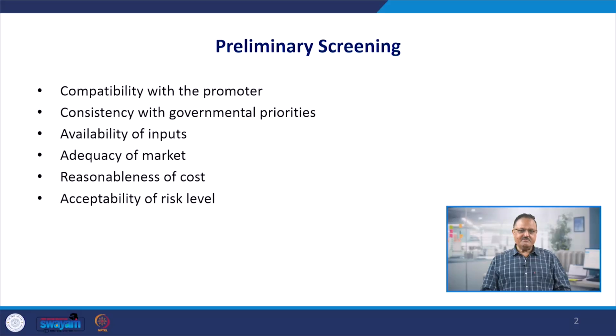And there in the preliminary screening, you require certain important aspects to be looked into in detail, and they are: number one, compatibility with the promoter. It means you do something where you have some kind of background knowledge. If you are a technology graduate, you do something in technology, develop some app. If you want to manufacture some product, you go into that particular area because you have studied that, you know that, and that's your background.